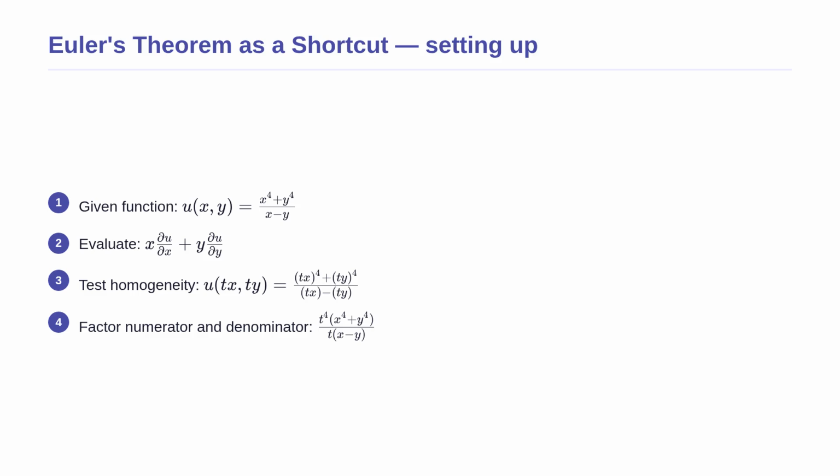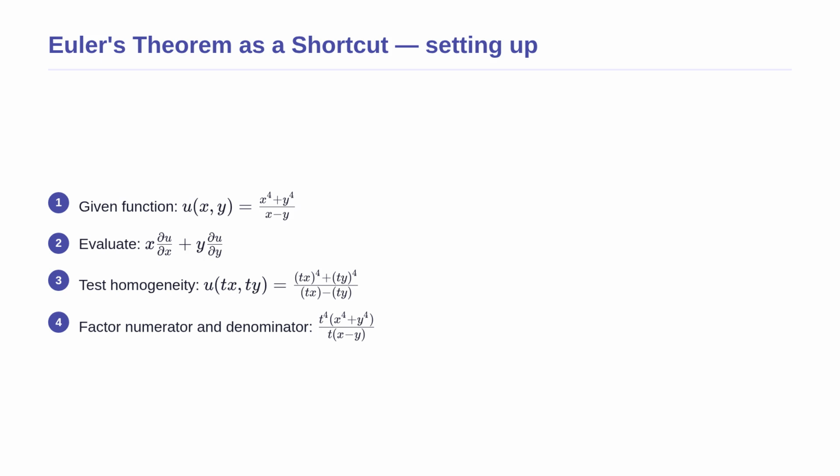Now, let us look at a problem where calculating the derivatives manually would be a nightmare. We are given a complex rational function u and asked to evaluate a specific combination of its partial derivatives. If we tried to solve this by brute force, we would have to use the quotient rule, creating a massive, ugly fraction. Instead, we recognize that the expression we need is exactly the left side of Euler's theorem.